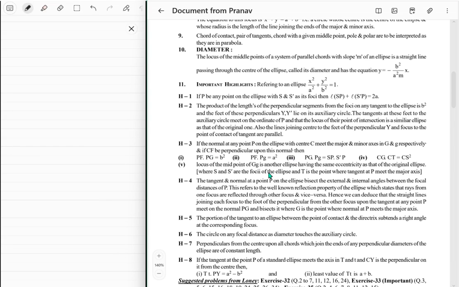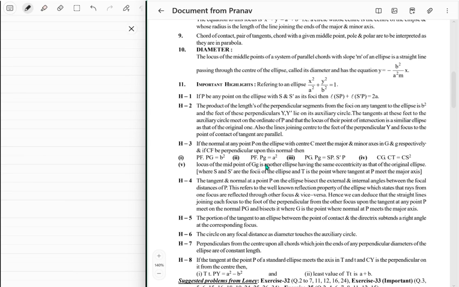And then what else do you have? So this is about the normal at a point. The normal at any point P on the ellipse with center C meets the major axis at G and g, and CF is the perpendicular on this normal, right? Then you have some stuff going on. Okay, fine.